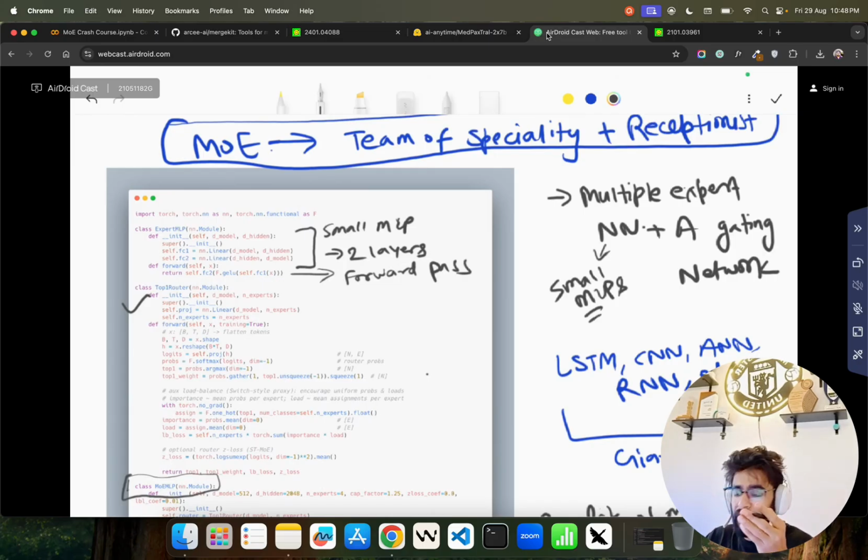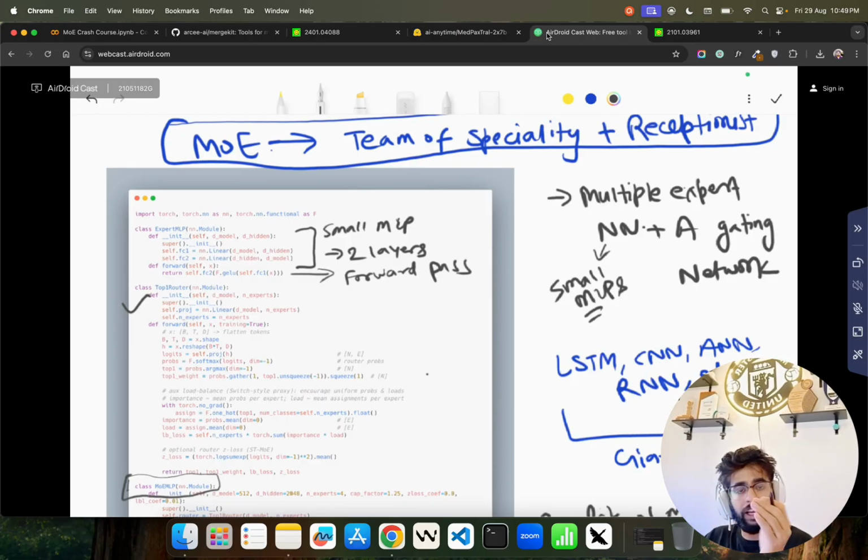Now, talking about the shape: if x is (n, d_model), the output is also (n, d_model), of course. So this is what it is. That is the first class that you see, ExpertMLP.